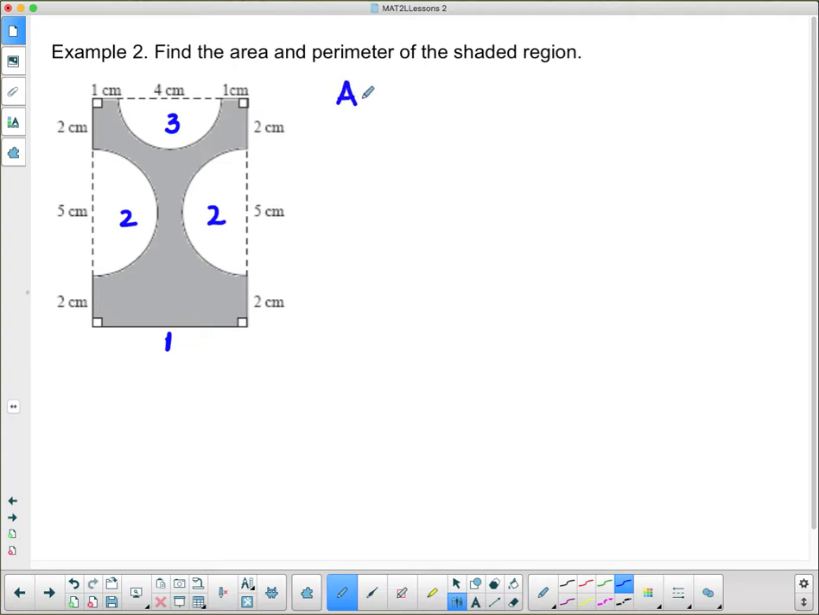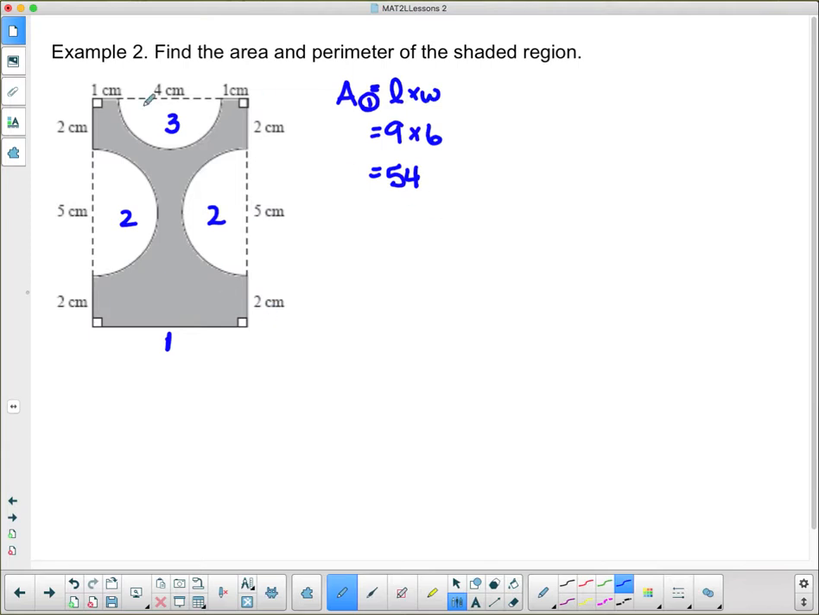Area 1 is this big rectangle, and it's length times width. The length of this rectangle, there's 2, and then a 5, and then a 2. So that's 5, 6, 7, 8, 9. So it's 9 long, by, and we've got a 4, 5, and 6, so 6 wide. 9 times 6 is 54.